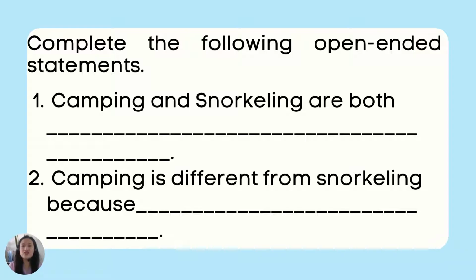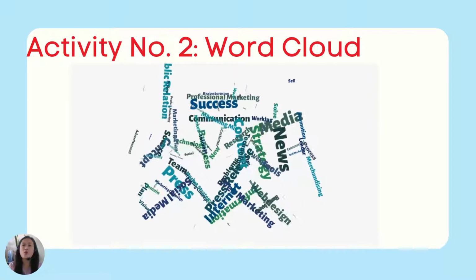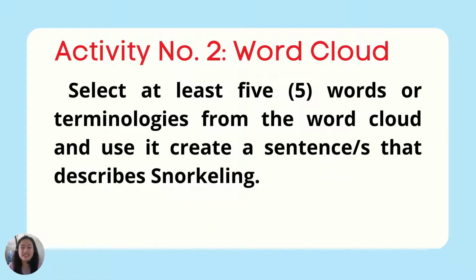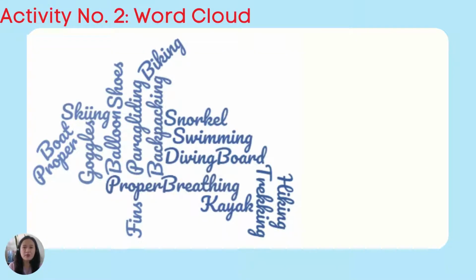Now let's try to have another activity, word cloud. Now you just have to select at least 5 words or terminologies from the word cloud and use it to create a sentence or sentences that describe snorkeling. Now here is our word cloud. Can you think of the 5 words? You might have an idea from our previous task.